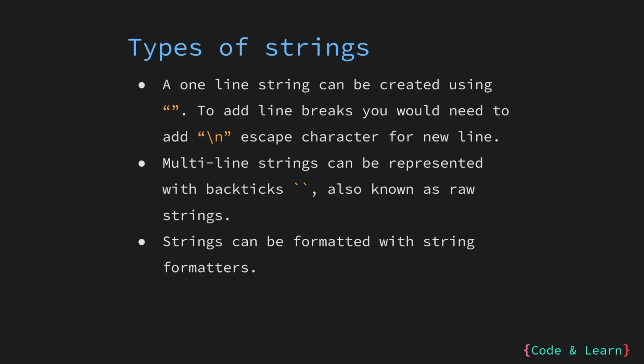Strings created with backticks are also known as raw strings, as the way the string was created is preserved. So spaces, tabs, new lines, etc. inside the backtick-created string are all preserved. String formatters can be used to create formatted strings. We will cover a bit of this in the coding session and cover formatters in detail in a dedicated lesson. So let's not waste any time and let's go straight to the code.